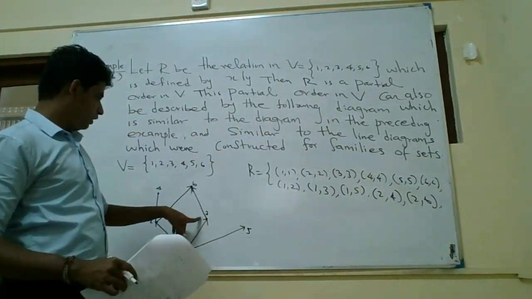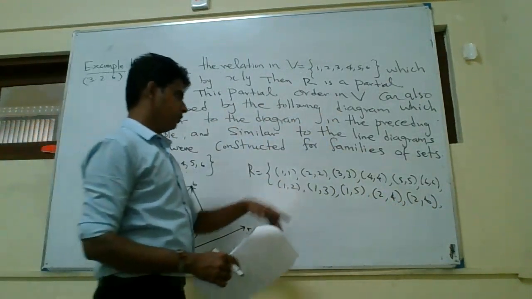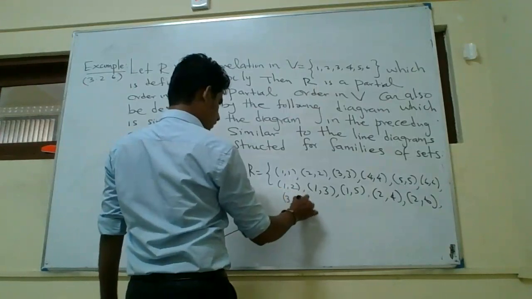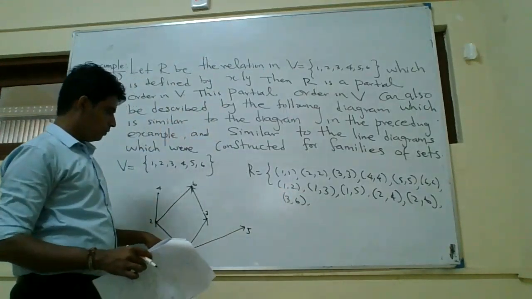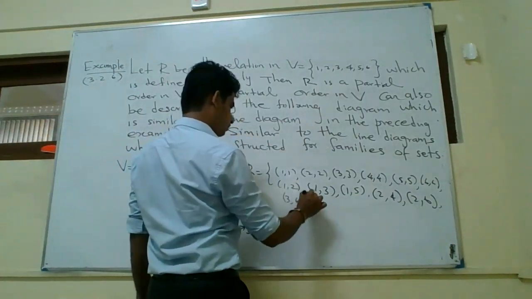From 3 to 6 only there, no? 1 to 3 only 4. Therefore, the only remaining possible is 3 to 6, right? Now, the remaining 1 to 5 was already written. Therefore, these are the relations.